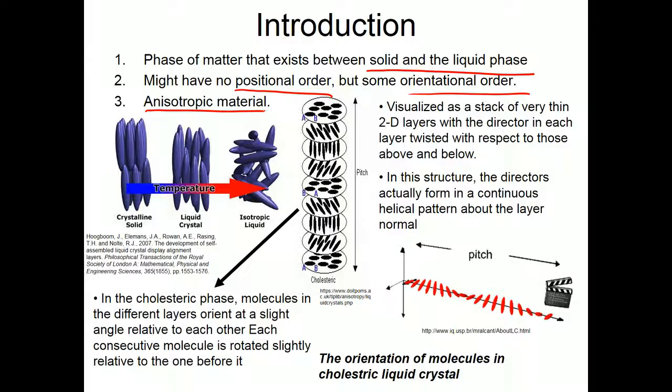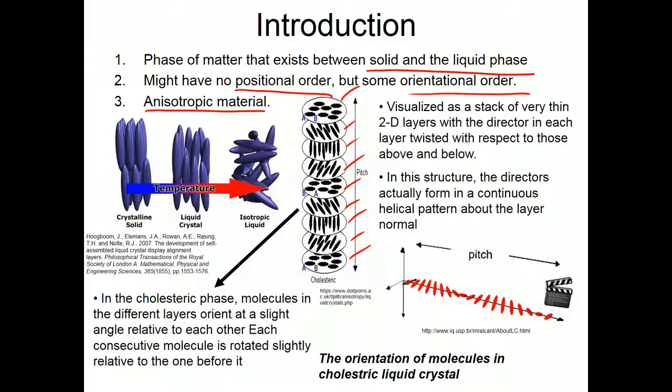So, in the cholesteric phase, the molecules in different layers, these are the different layers if you look at it, right. You see that? These are different planes basically. They orient at a slight angle with respect to each other. The first layer has a very different orientation from the second layer. The third layer has in turn a different orientation than the fourth layer, and so on and so forth. So, there is a gradual change in the orientation of the arrangement as you go from layer to layer, right. In each consecutive layer, the molecules are oriented slightly off with respect to each other.